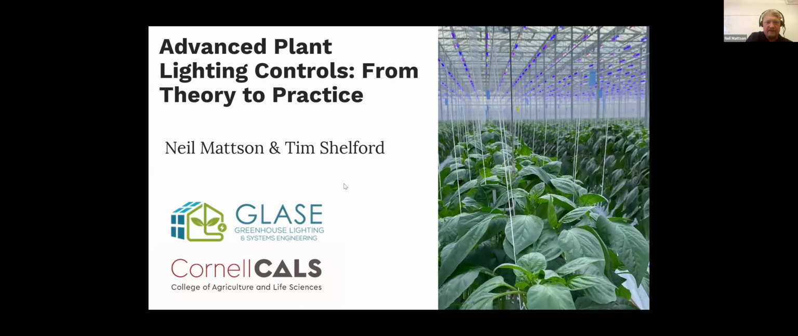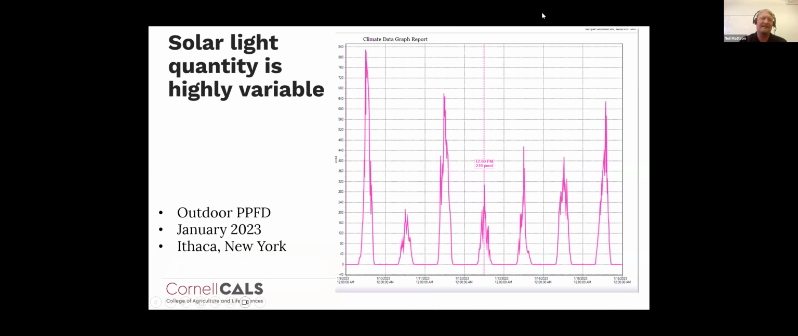So one of the important talking points here is that solar light quantity is highly variable, and I'm going to share a few graphs. It's highly variable within a day, within a week, within a month, and from season to season as well. And so if we're growing plants in a greenhouse environment where we're expecting that solar light, some days they may be getting it and some days they won't.